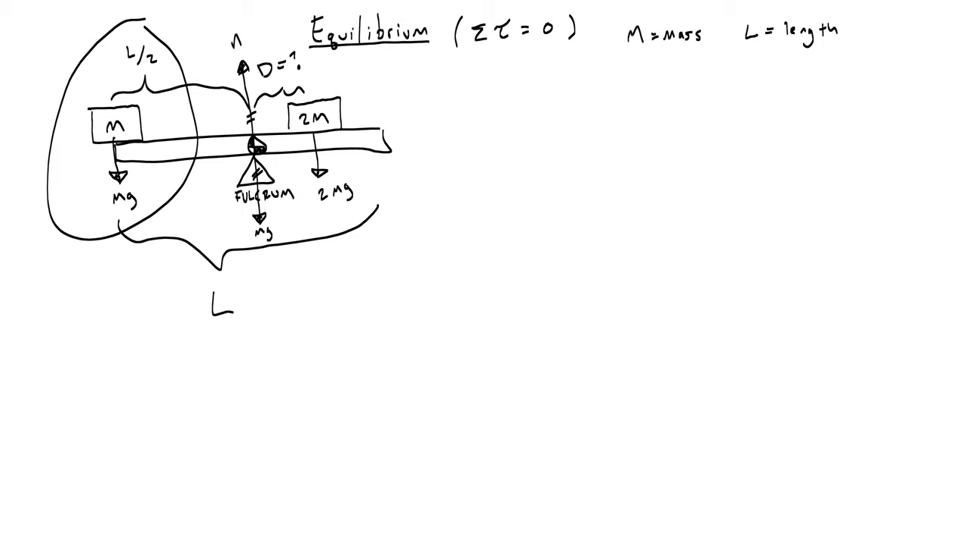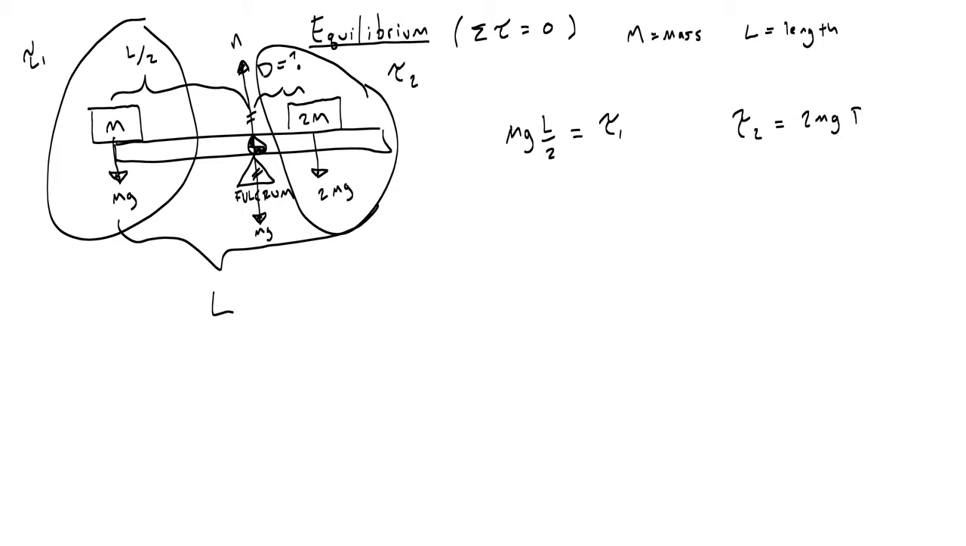So let's start by looking at the box of mass m that's at a distance L over 2. Its torque, which we'll call tau 1, is going to be mg times L over 2. And then this torque, which I'll call tau 2, is going to be 2mg times d, which is the distance from the center of rotation.